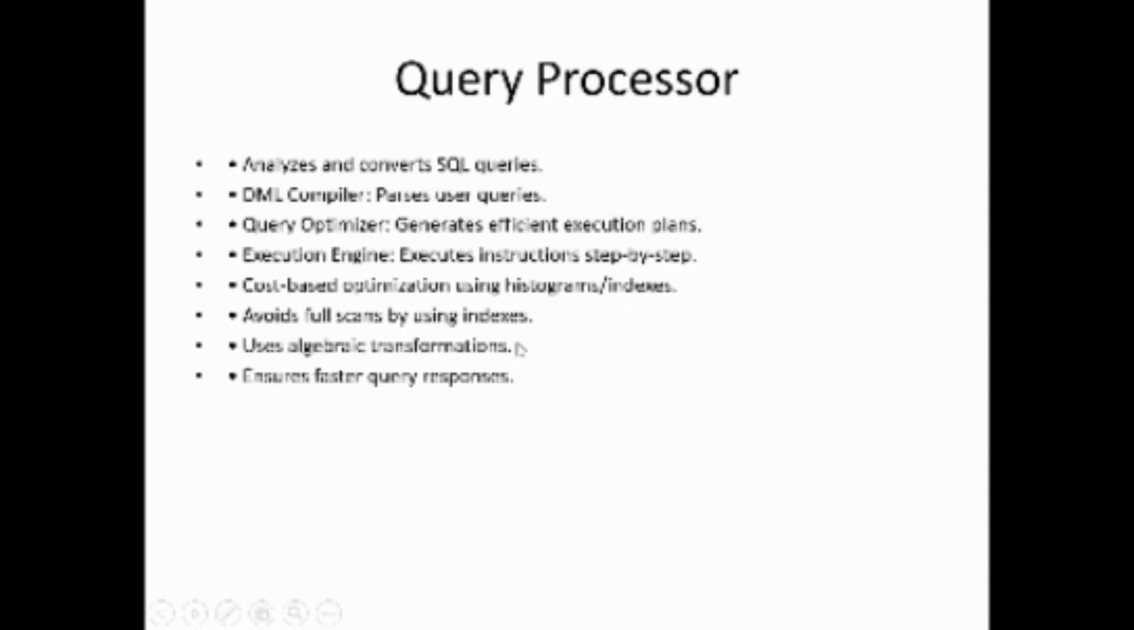Next, query processor. It analyzes and converts SQL queries. The DML compiler parses user queries for the query optimizer. It generates efficient execution plans. The execution engine executes instructions step by step. Cost-based estimation uses historical statistics and indexes. It avoids full scans by using indexes. It uses algebraic transformations. It ensures faster query responses.